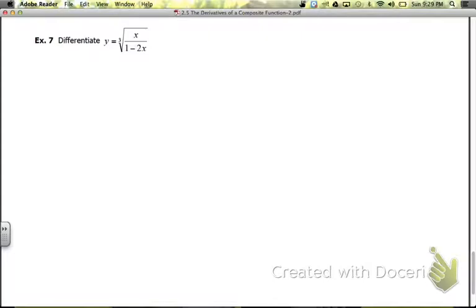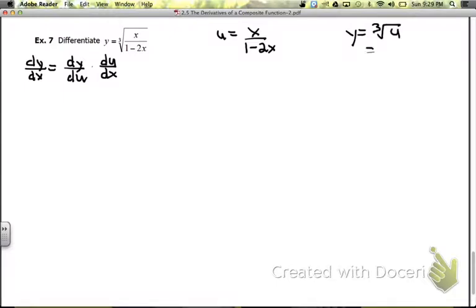So I'm going to use my Leibniz notation, so dy over dx, the derivative of y in terms of x, which is equal to the derivative of y in terms of u times the derivative of u in terms of x. So I have my u to be my inside term, which is x over 1 minus 2x, and I have my y is going to be equal to the cubed root of u, which I can rewrite as u to the power of a third. So let's go ahead and take the derivative of both of these.